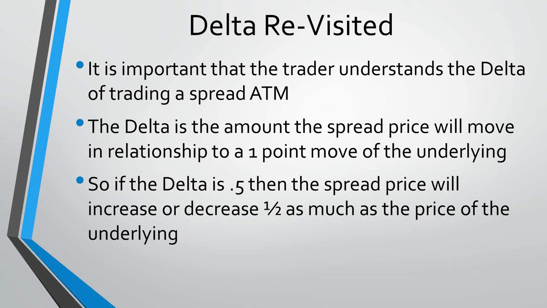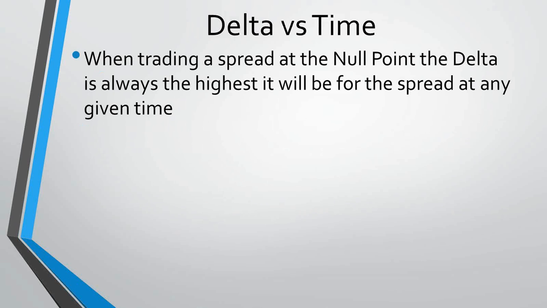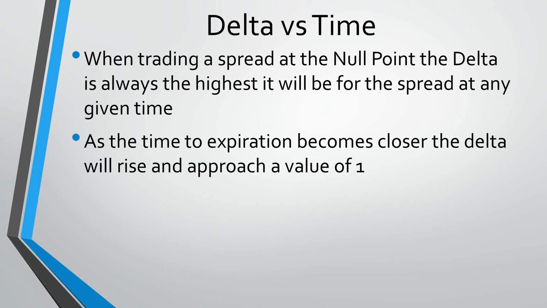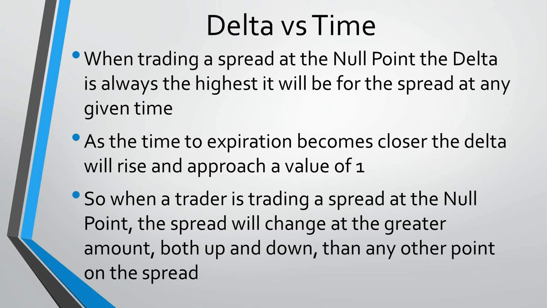So if you see a delta of 0.5, it's going to move half as much, either up or down. If you have a delta of 0.8, it's going to move 80% of the spread price up or down. If you have a delta of 0.2, it's going to move 20% of the spread price up or down. When trading a spread at the null point, the delta is always the highest it will be for the spread at any given time. As the time to expiration becomes closer, the delta will rise and approach the value of 1.